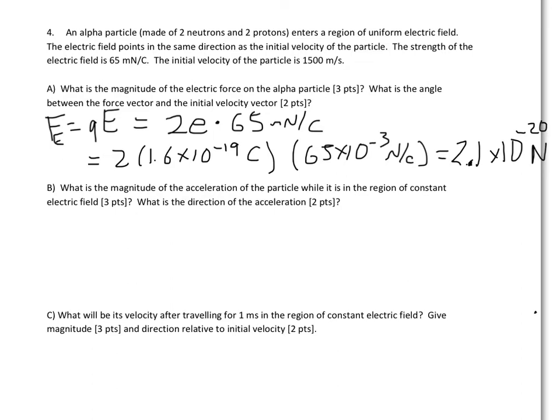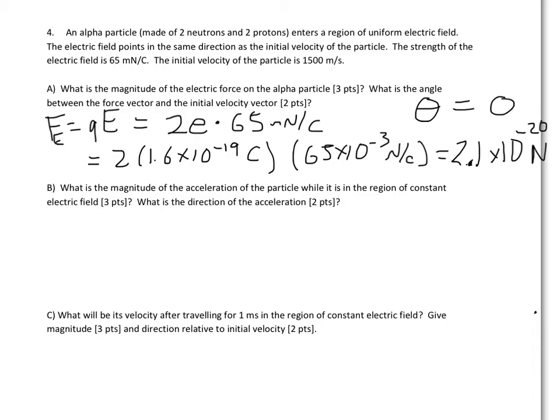The angle between the force vector and the initial velocity vector: in this case, remember that the electric field and the force on a positive particle point in the same direction, right? So the electric field points in the same direction as the initial velocity, and therefore the force points in the same direction, therefore the angle is 0. They both point in the same direction.